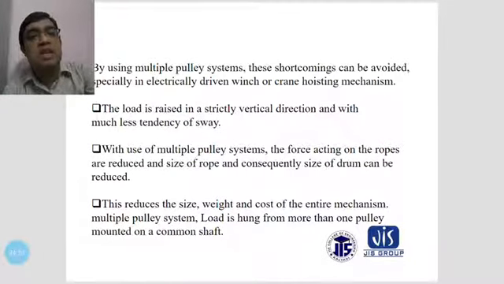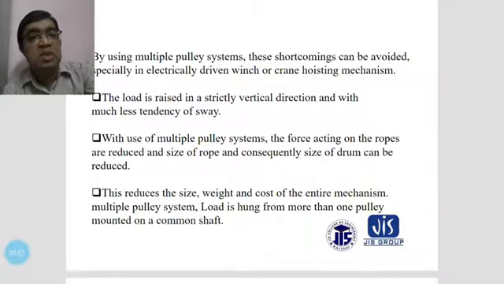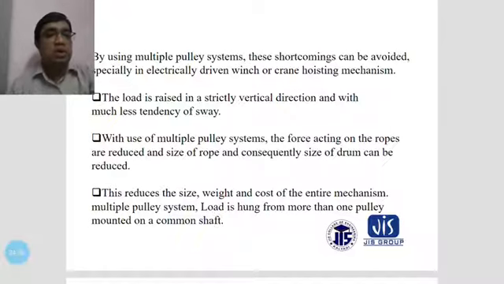The load is raised in a strictly vertical direction, without the swinging tendency of the load. Another thing, with the use of multiple pulley systems, the force acting on the ropes is reduced, and the size of ropes and consequently the size of drums can be reduced. Basically, multiple pulleys are used the maximum number of times throughout the systems when you have to pull heavy materials, when highly loaded materials are transferred from one place to another. And another thing is that this reduces the size of weights and the cost of the entire mechanism.